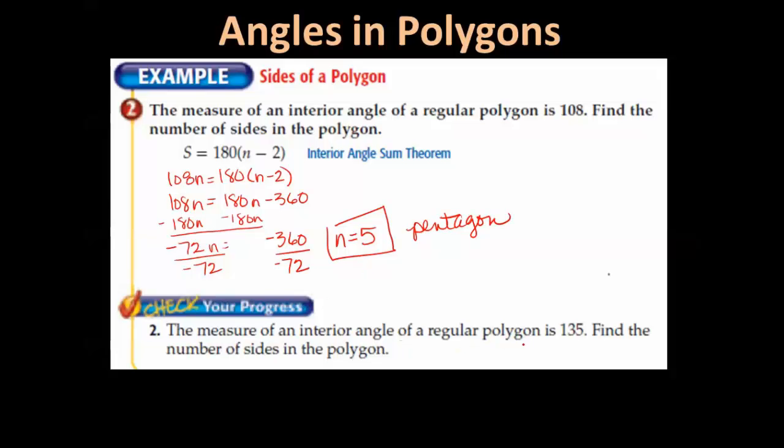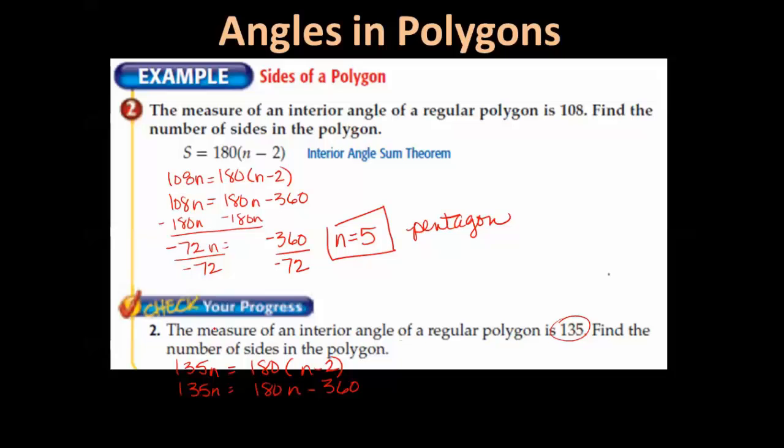You do the same thing down here. It tells you the measure of one interior angle is 135. Well, since we're looking for the number of sides, we're going to have 135n equals 180(n minus 2). Go ahead and distribute that 180. You're going to get used to this, you're always going to get the same thing: 180n minus 360.